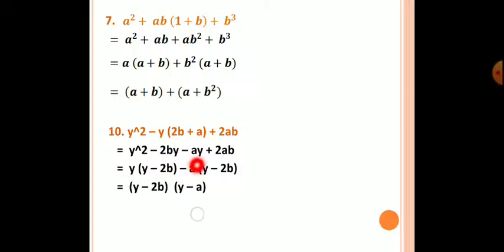Taking the last two terms, we can take minus a common. If we take minus a common, what is left is y minus 2b, since 2ab divided by minus a is minus 2b. So one factor is y - 2b, and the other factor is y - a.